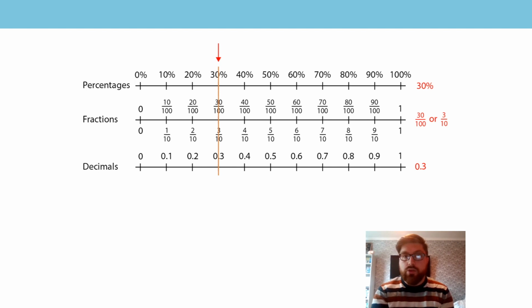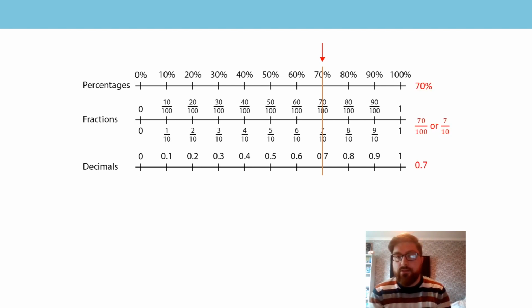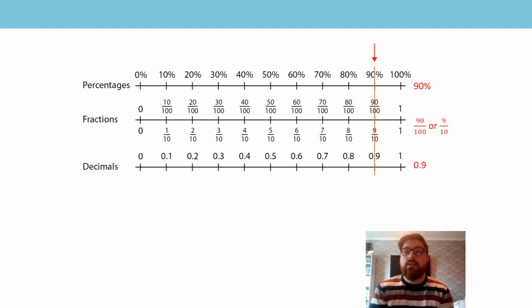Should we try another one? Okay, write down all the equivalences on this line. Have you got them? Let's see. Of course, we have got 70% is equivalent to 70 hundredths or 7/10, and also equivalent to 0.7. Let's try another. It's about this line. Have you got them? Of course. The equivalences are 90%, 90 hundredths or 9/10, and 0.9.